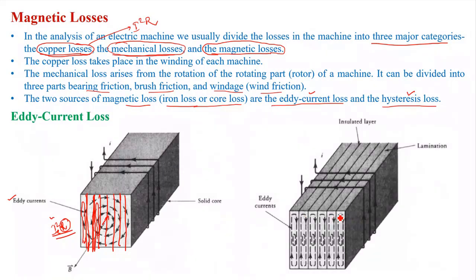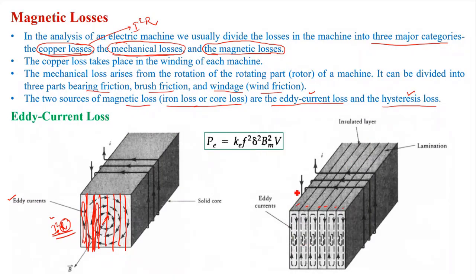Like you can see here. So we have thin laminated sheets, right? They are stamped together, and in between we have the insulators. Okay, so these are the insulated layers. So therefore the eddy current will reduce this way.